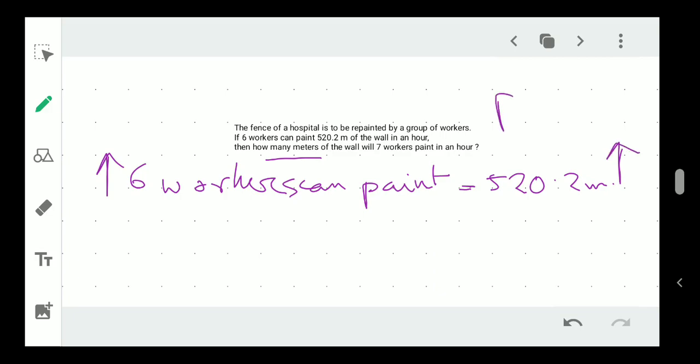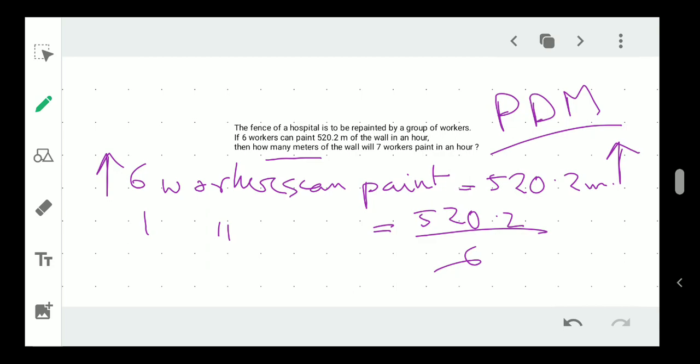So this is PDM. You must see this relationship. One worker will paint less, so that will be 520.2 by 6. That means we have to do division. And then if I want to find for 7 workers, obviously they will paint more.